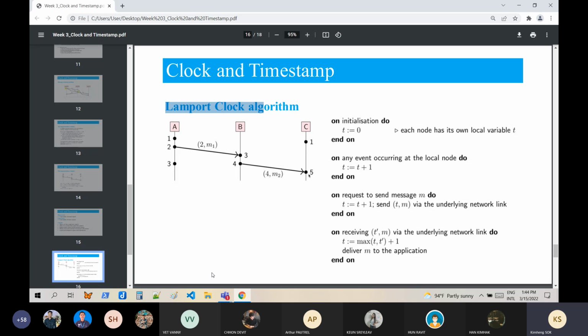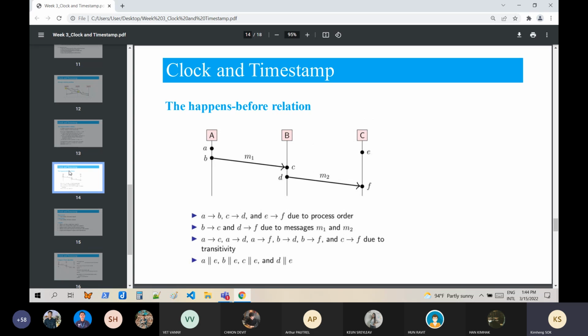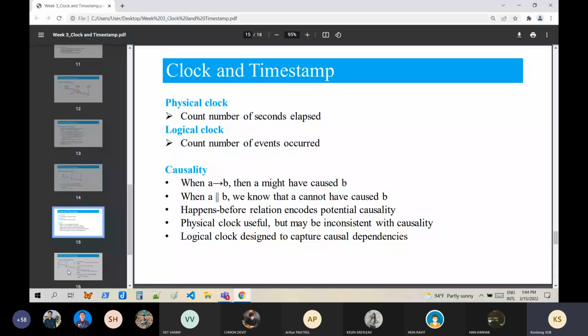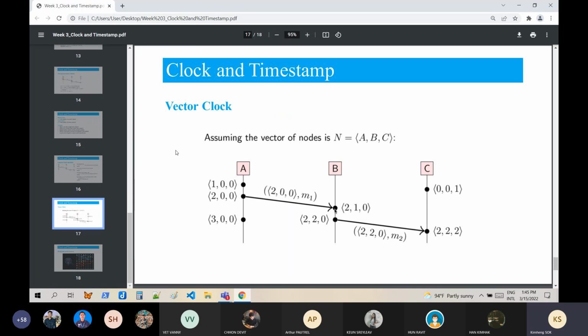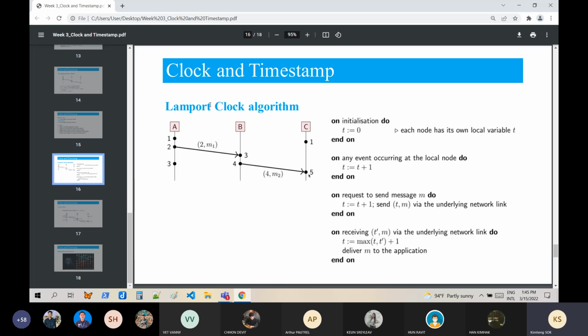So again, why do we need logical clock? Because physical clock is not capturing a good causality between the events. That's why we create a logical clock. And then the first example of the logical clock is called Lamport clock. Okay, and another logical clock is called vector clock. So those are the logical clocks. So now let's talk about the Lamport clock algorithm.